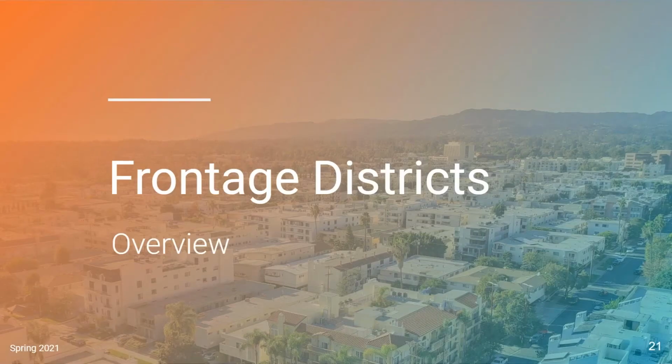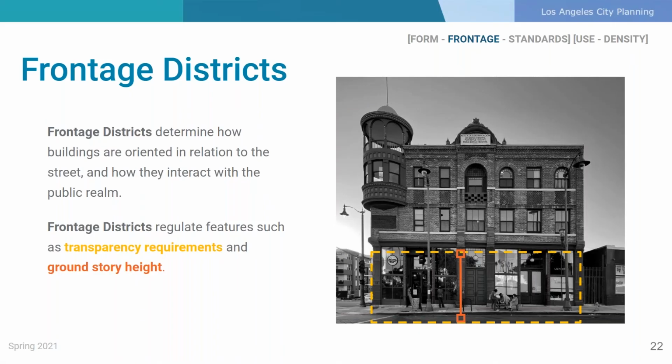The second component of the zone string contains the frontage districts. Frontages determine how buildings are oriented in relation to the street and the public realm. For example, if a building is separated from the sidewalk by a large parking lot, it can be difficult and sometimes dangerous to access for anyone who's not in a vehicle.